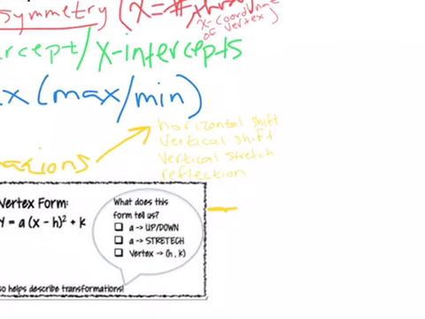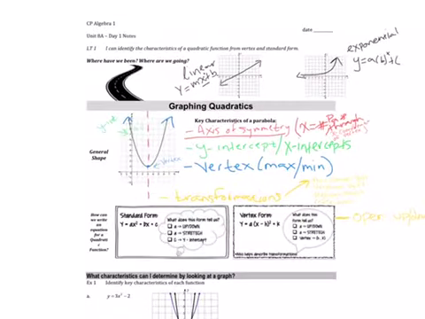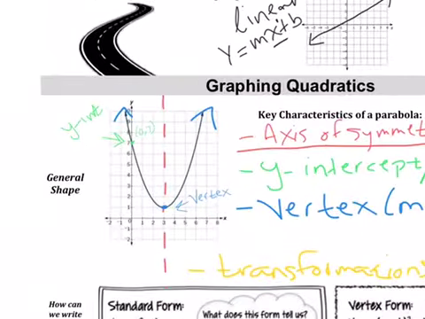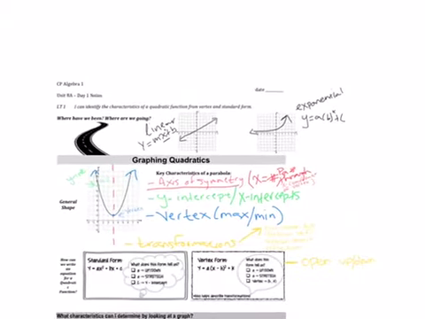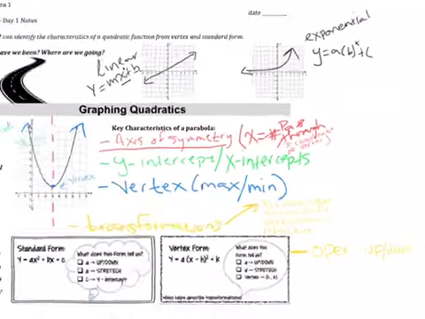Other ones are, does it open up or down? All right? That just happens to be which way it's pointing. In this case, right, we can see its arrows are going up. We know it's opening upwards. It can also open downwards. You guys will see plenty of examples of that.